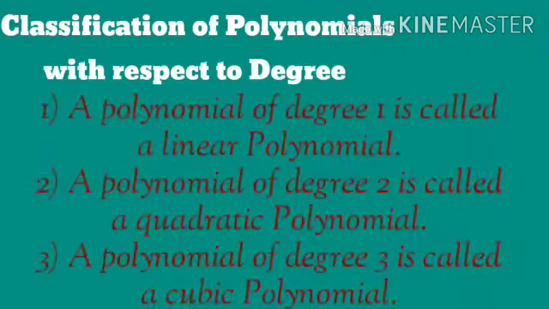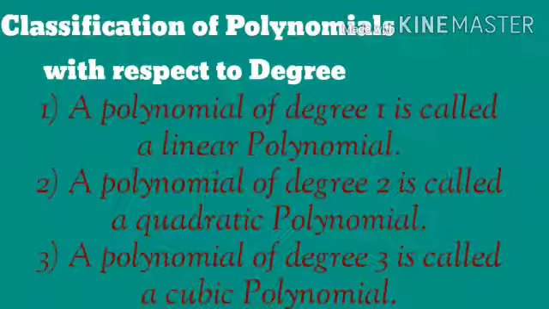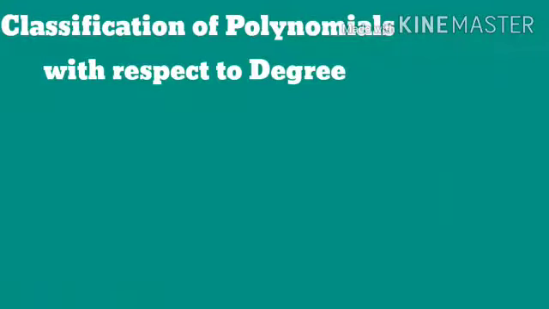Dear students, as you know, we can classify polynomials with respect to degree. A polynomial of degree 1 is called linear polynomial. A polynomial of degree 2 is called quadratic polynomial. A polynomial of degree 3 is called a cubic polynomial, as you have learned in earlier class.